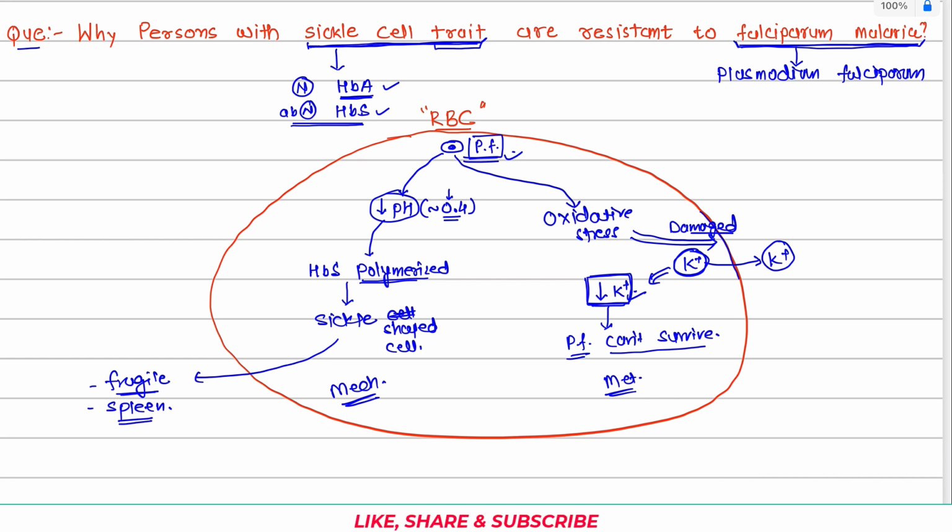So I hope that now you understand why persons with sickle cell trait are resistant to Falciparum malaria.